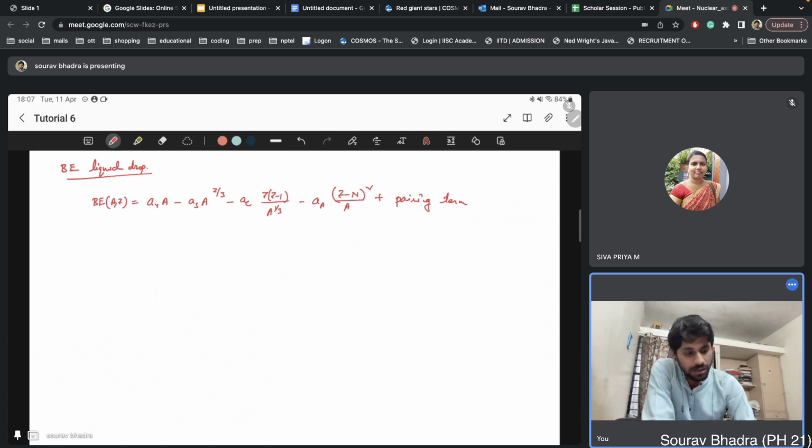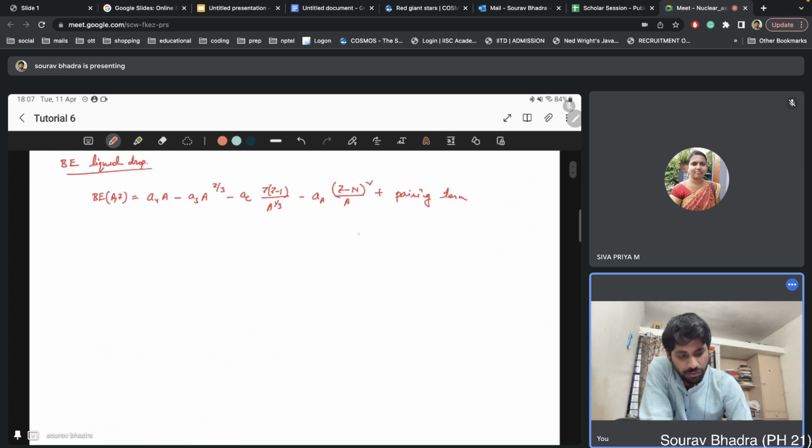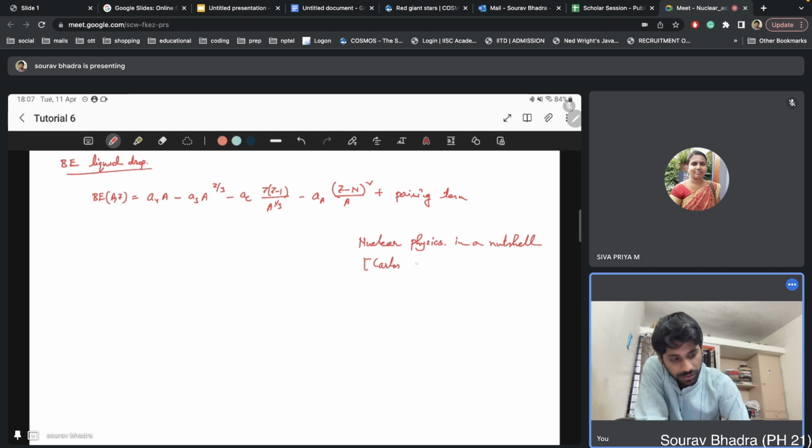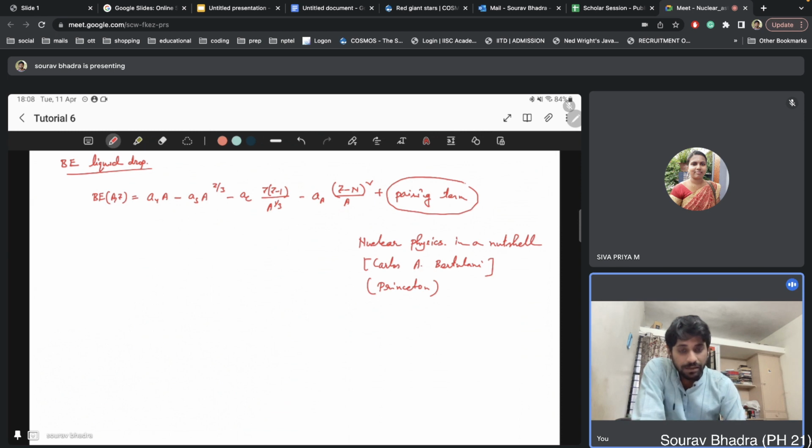Now I will suggest you look through a book, the name of the book is Nuclear Physics in a Nutshell, by Carlos A. Bertulani, from Princeton University Press. Just go to this book if you want to. There they have written the pairing term in a better way than what I wrote in the last class, like delta by A to the power of some factor.